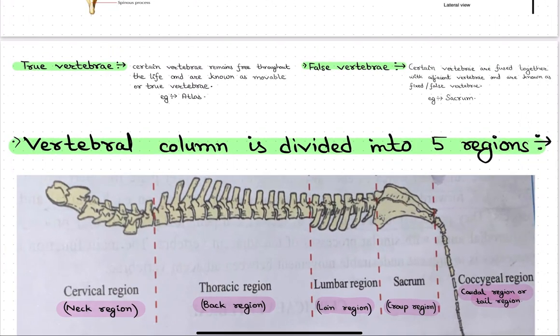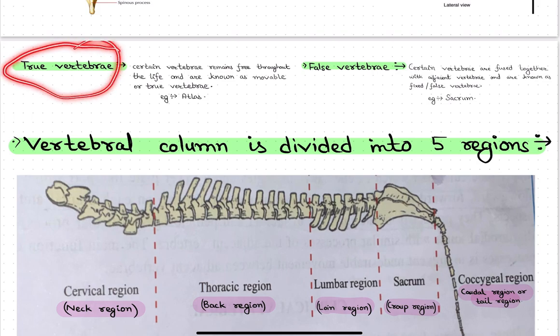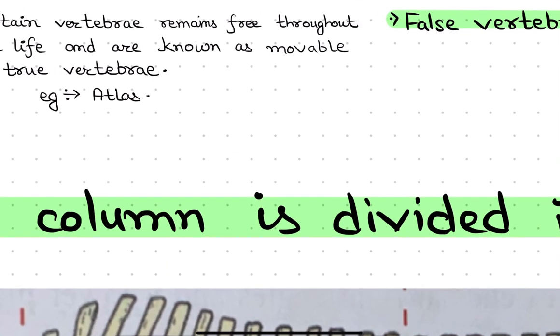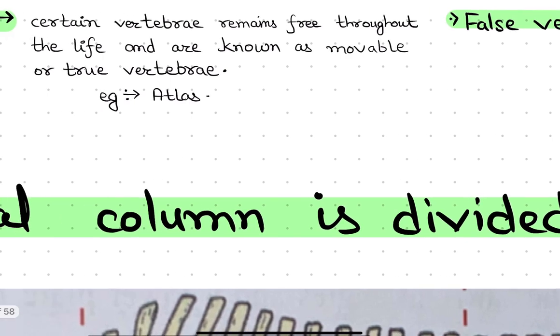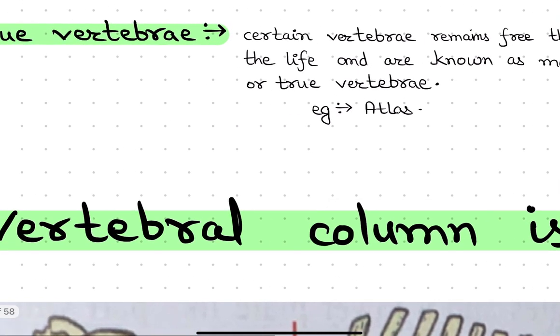Now we have a classification. There is one true vertebra. What is this true vertebra? True vertebra is a vertebra which remains free throughout life. I mean, they can move. They are not articulated with many bones, like Atlas. It can move, it has articulation with axis and the cervical bones, but in the lateral side, it has no articulation. If we take it out, it will be a single bone.